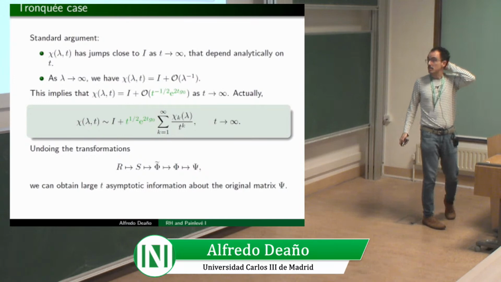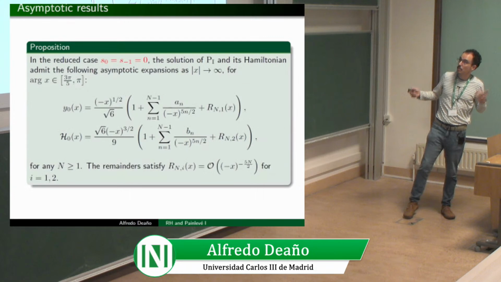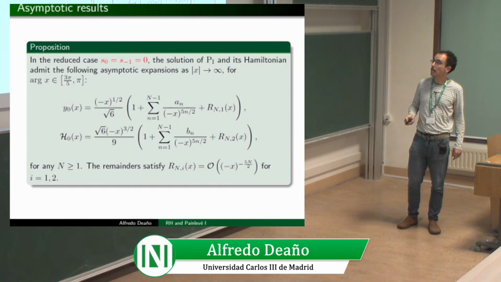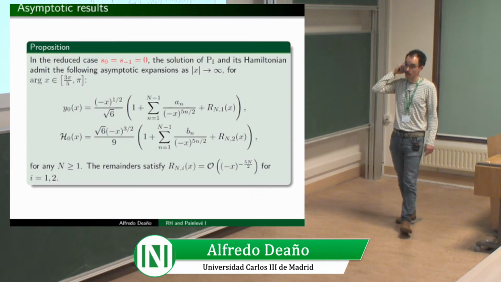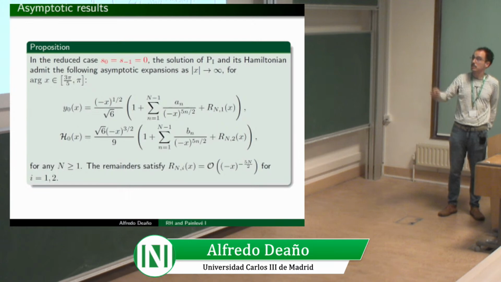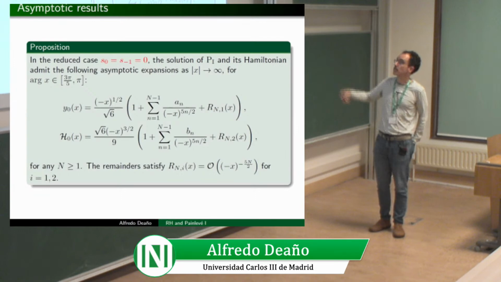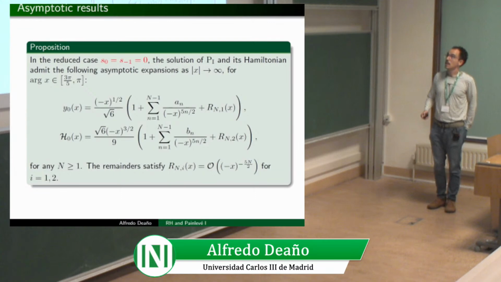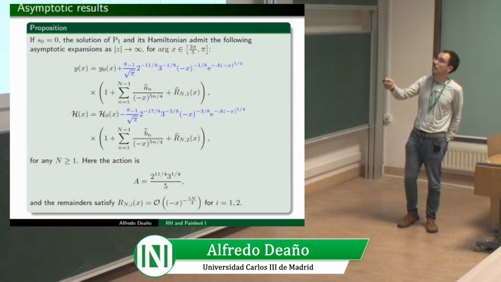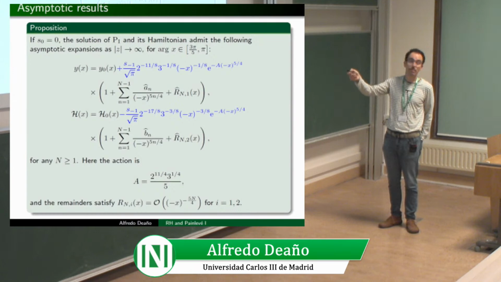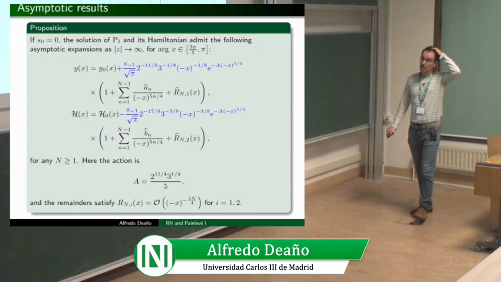And what you get, this result, which is not new, is in the tritronquée case, you have this algebraic asymptotic expansion of the Painlevé function. I call it and the Hamiltonian, I call them Y naught and H naught. So this is root behavior, and then asymptotic in powers of minus 5/2. And the tronquée case, with only S0 equal to 0, then differs from the tritronquée case in these exponentially small factors that are known, that you can also get from the calculation of the steepest descent.